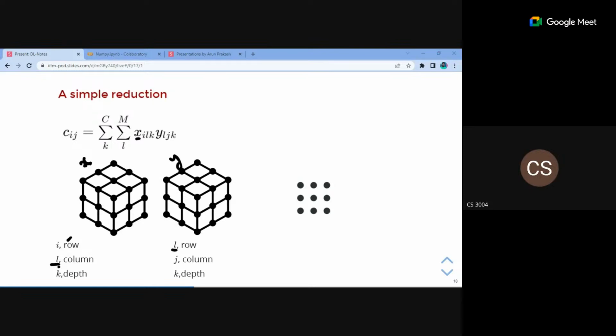Yeah, please ask your doubt. Sometimes, is it possible that we write depth first and then follow it by row and column?